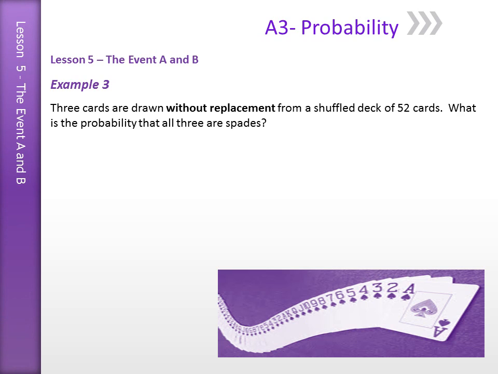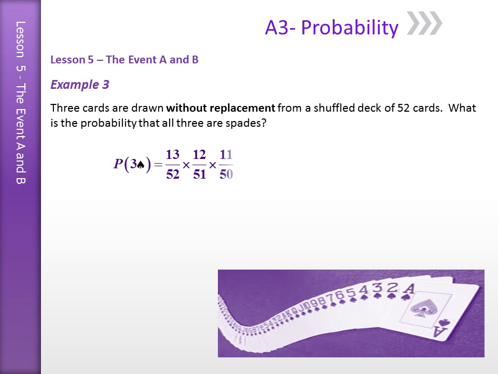Example 3. 3 cards are drawn without replacement from a shuffled deck of 52 cards. What is the probability that all 3 are spades? This is very simple. We've got 3 events, the first card, second card, third card. We want a spade for each one. So the probability of 3 spades would be 13 out of 52. 1 spade is gone and 1 card is gone. So we'd multiply by 12 over 51.